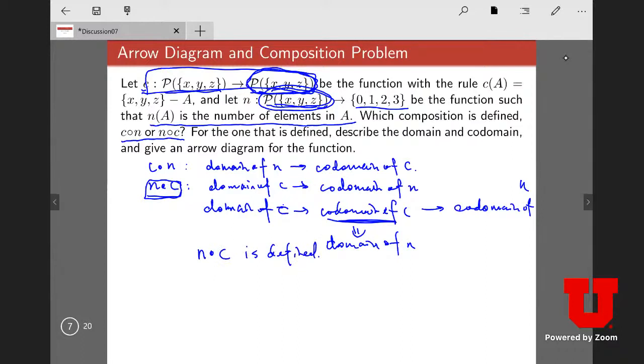The composition notation is a little weird. It's backwards. Whatever is written on the rightmost side gets unpacked first. Any questions about this?